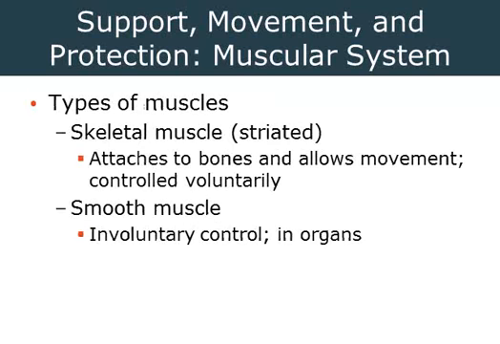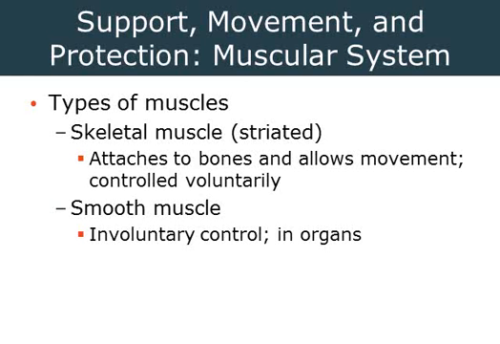So we have a couple of different types of muscle. We have the skeletal muscle, which is striated muscle. It attaches to bones and allows for movement, and it is voluntarily controlled. It's referred to as striated because it has little bands that you can kind of see in it. I don't have a good picture that I can show you there, but it has these little bands that almost match up across the muscle.